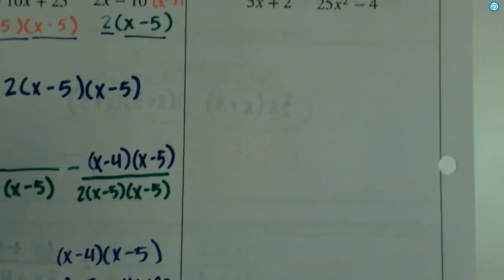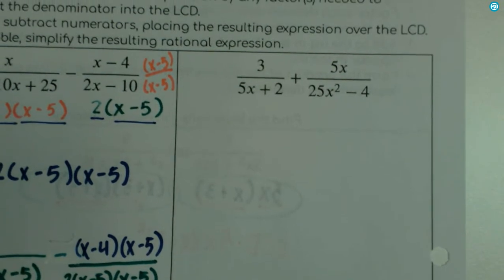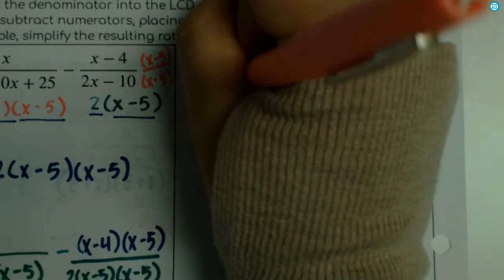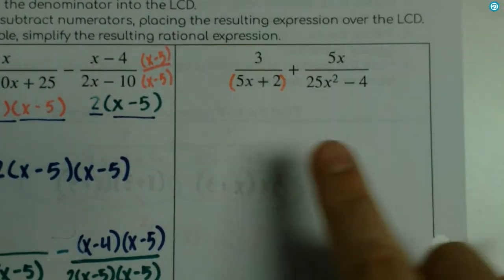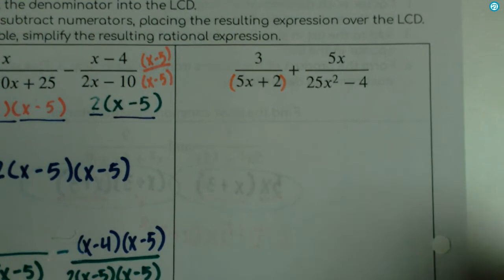Okay, speak now. Hey, last one we've got 3 over 5x plus 2 plus 5x over 25x squared minus 4. So we need to factor out the bottoms here. This guy is already factored. We don't need to do anything else with this. 5x plus 2 cannot be factored anymore.